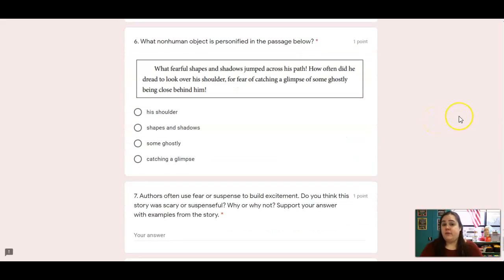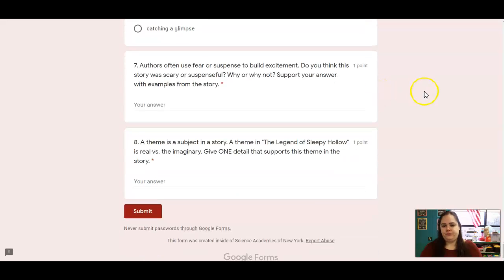Number six, we're looking for personification. So what non-human object in this passage is being personified? What fearful shapes and shadows jumped across his path? How often did he dread to look over his shoulder for fear of catching a glimpse of some ghostly being close behind him? So what is non-human and being personified?